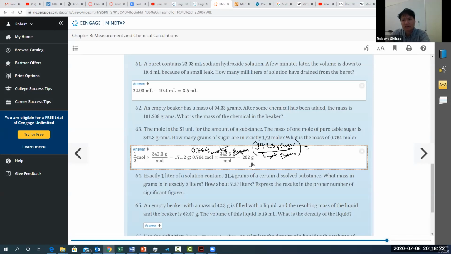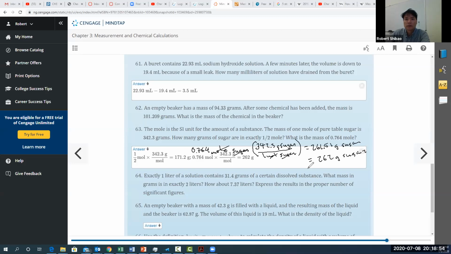But I want to see the rounding step, so I'm going to calculate 0.764 times 342.3, which is 261.51. And so my answer I calculate is 261.51 grams of sugar. And I see I'm allowed 3 sig figs. So I'm going to round that to 262 grams of sugar. So again, I want to see that rounding.